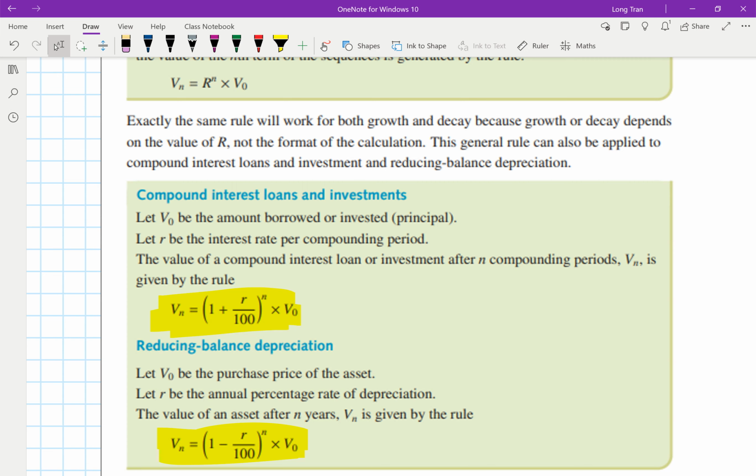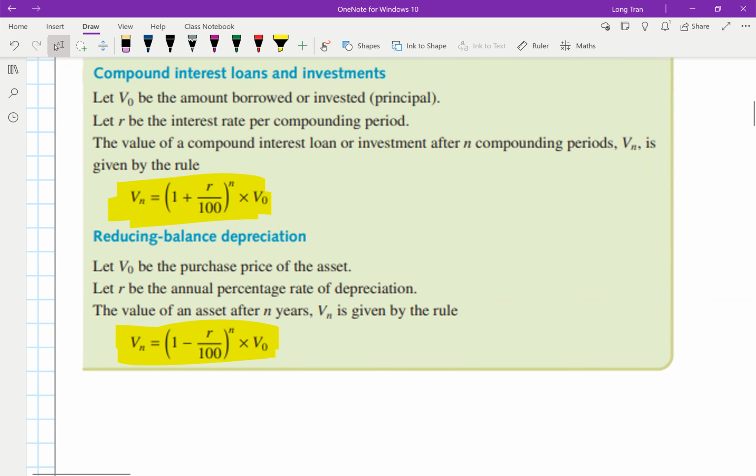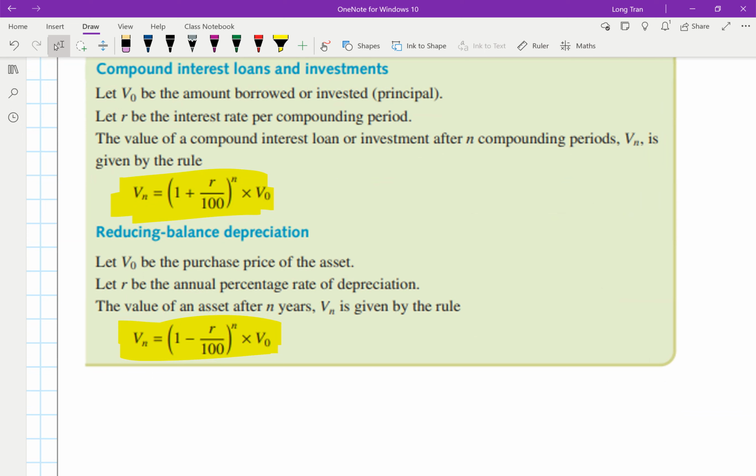Okay? So let's do an example here. As you're copying this down, this is the rule that I would like you to copy down. Vn represents the value after X amount of compounding. Okay, so n amount of compounding. So if you compounded 2 times, then what is the value?